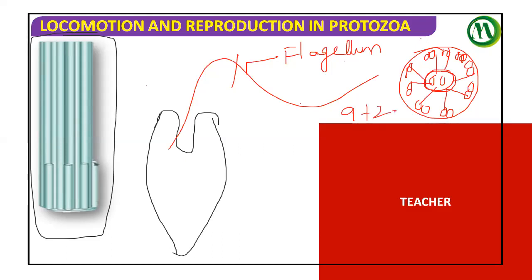And moreover, we are seeing the dynein arms. Each A microtubule has dynein arms like this, like this. Along the length, each dynein arm is facing the B microtubule of the adjacent doublet. And all of this is seen here in the transverse section of the flagellum.